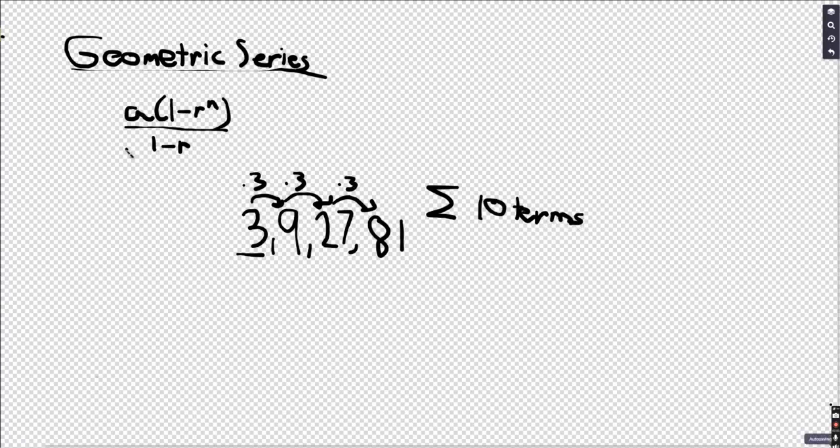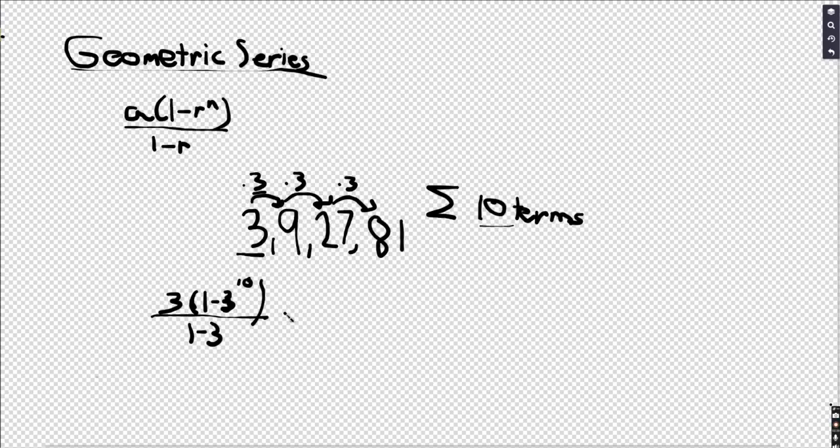Well, how do we figure this out? Well, we basically just plug everything in. We have everything we need. We just plug it into the formula. Okay. So what's our first term? It's a. It's 3, right? And now we're going to do 1 minus the common ratio, which we've already figured out is 3, to the power of n, which is the number of terms, which we've decided is 10, divided by 1 minus the common ratio, which is 3. Okay. So let's solve this.